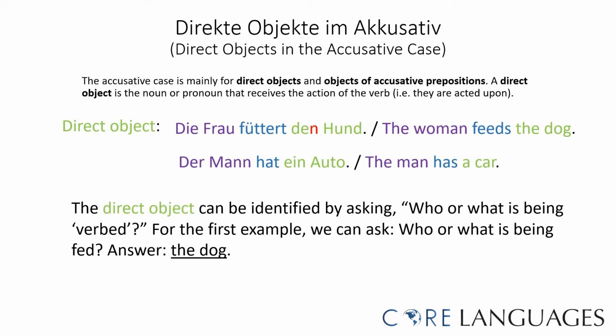The direct object can be identified by asking who or what is being verbed. For example, in the first example, we can ask who or what is being fed. The answer is the dog is being fed. So the dog is the direct object of the sentence.